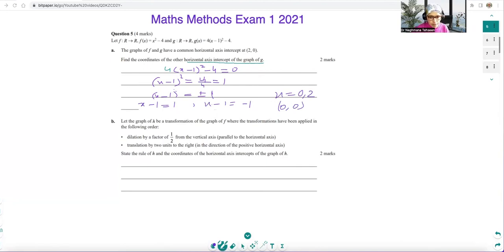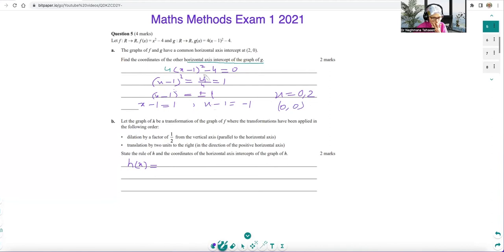And then we got part B of the question, which says, let the graph h be a transformation of the graph of f where the transformations that have been applied are a dilation of factor a half from the vertical axis and a translation of 2 units to the right. State the rule and coordinates of the intercepts. Okay, so we need to first say that h is the transformation of the function. So we write h of x, which is equal to what? The function being dilated by a factor of a half from the vertical axis and translated by 2 units to the right.